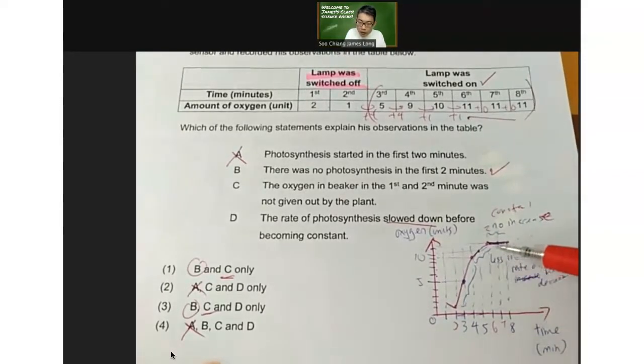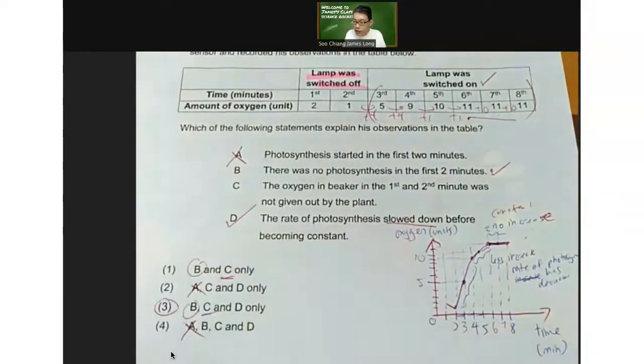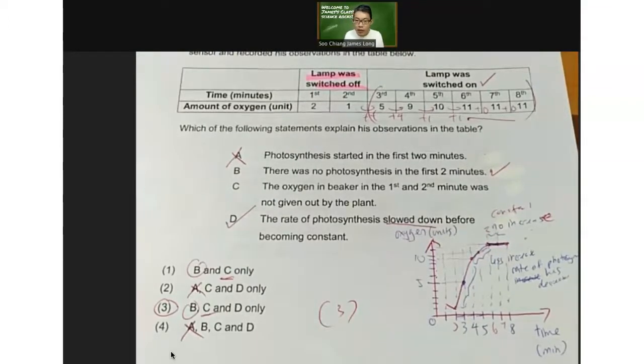So this graph helps you to see, I hope, what all these numbers mean. It helps you to see the rate of increase at this point has started to decrease, right? Increasing less and less until it stopped increasing. So D is actually true. If D is true, the right answer here is 3 for question 11. Alright, so for the many of you who got this wrong, I hope this helped you to understand this. Because those who got it wrong, most of you chose 1. You didn't understand the idea that the rate of photosynthesis slowed down.